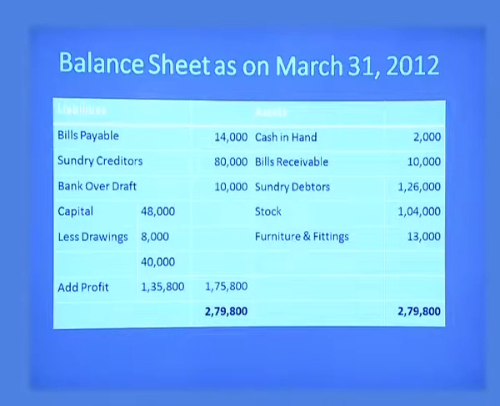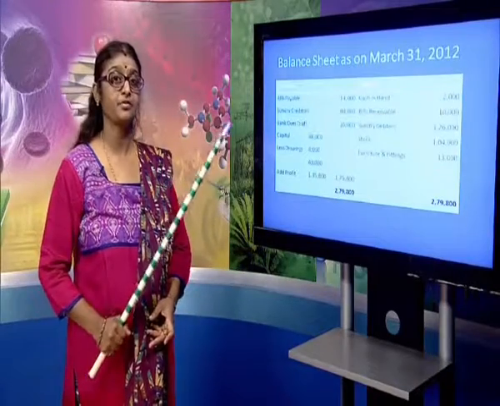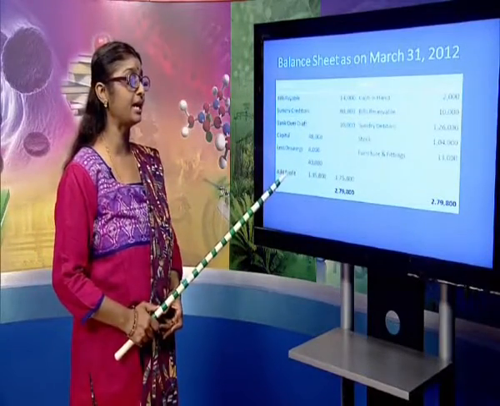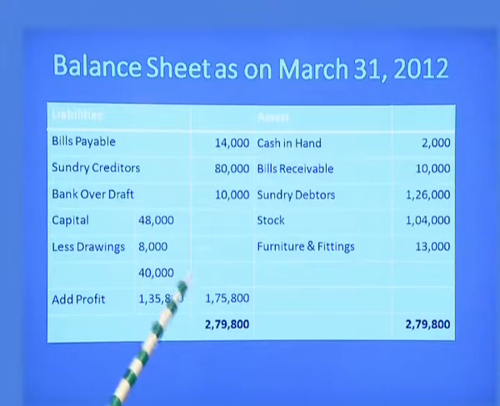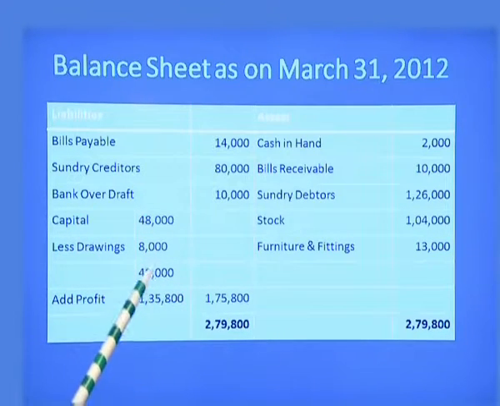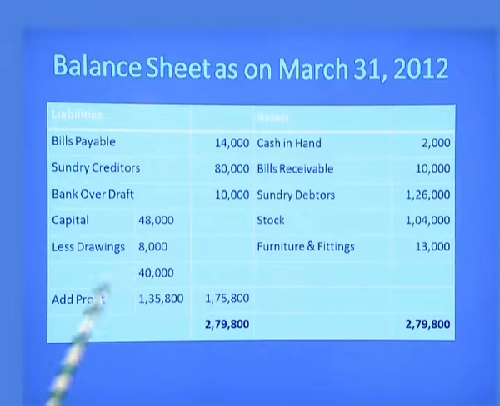And here in this question they have given drawings. Drawings will be deducted from it. Net profit will be taken from the profit and loss account and will be written along with the capital and will be added with the capital, and it will be written on the inner column. And drawings will be deducted, and after deducting the drawings and adding the profit, you will get a certain amount. That amount, that is 1,75,800, will be written only in the outer column. That is the capital amount that you will show in the balance sheet.